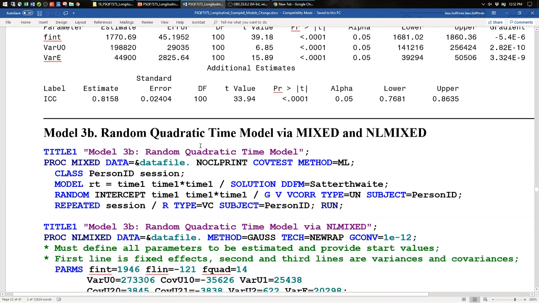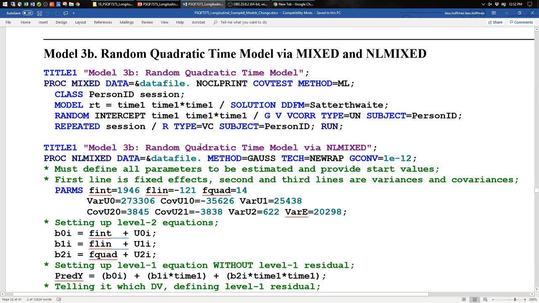All right. So let's look at a slightly more complicated model. Again, something that we know how to do in mixed already, so it's just the NL mix that's new. Random quadratic time. So we did this one like a week ago, maybe 2 weeks ago. This is what the SAS code for mixed would look like. Here is the same model in NL mixed.